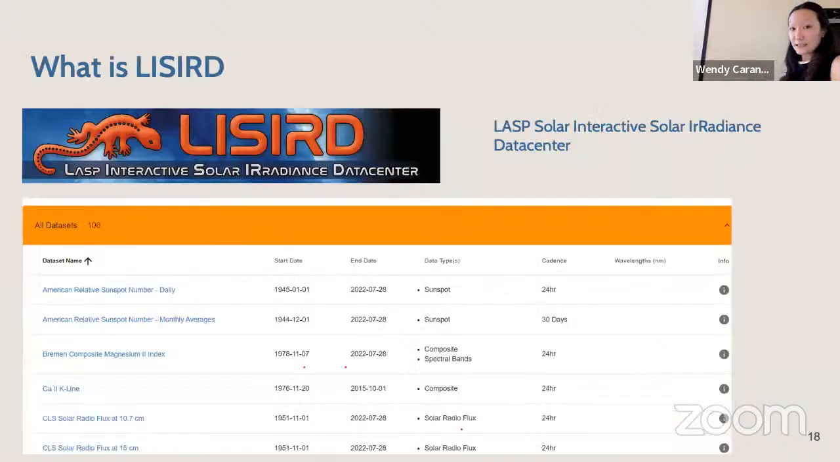So LISIRD is the LASP Interactive Solar Irradiance Data Center. We all work at LASP. I hope you know what LASP is. That's us. We did this. They have a lot, like 106 data sets. It's a trustworthy source. We can put a little more trust into their measurements of what they say a correct brightness is.